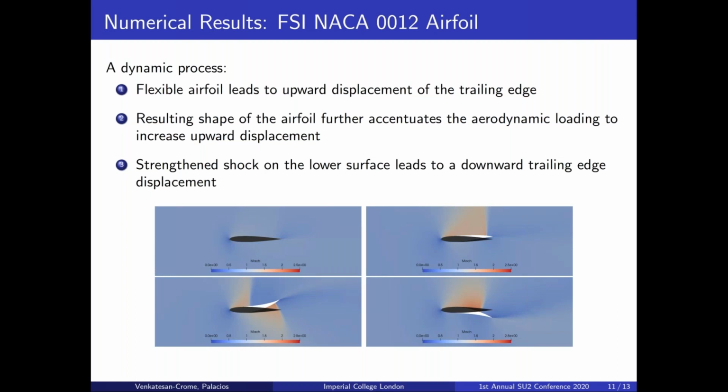This in turn leads to an upward displacement of the trailing edge thanks to the now strengthened shock on the upper surface, and so the repetition goes on. These oscillations start out small, but with each cycle, the amplitudes increase until the maximum amplitude is reached for that specific airfoil stiffness and the level of aerodynamic damping in the coupled problem.